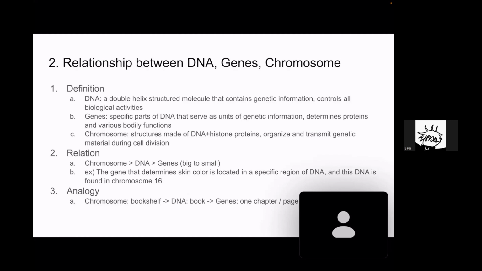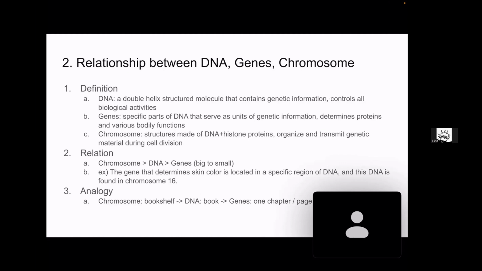Next, genes are specific parts of DNA that serve as units of genetic information, and they determine proteins and various bodily functions. Lastly, a chromosome is a structure made of DNA and histone proteins, which organize and transmit genetic material during cell division.